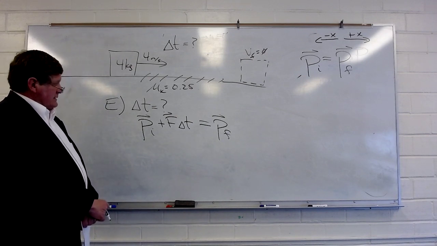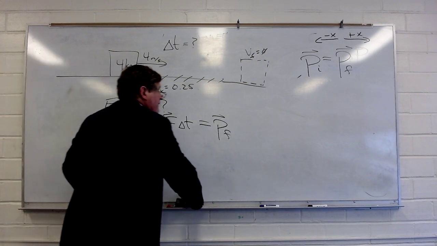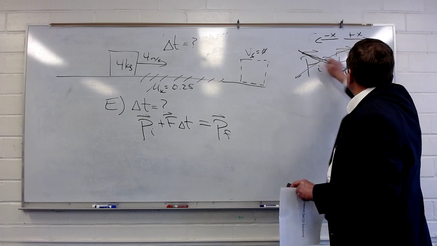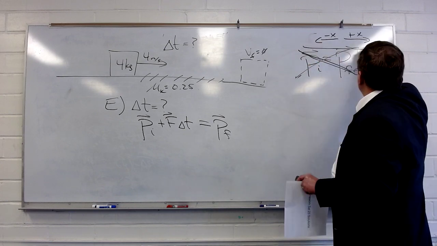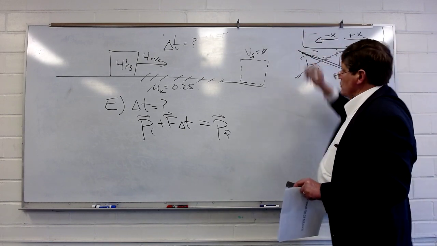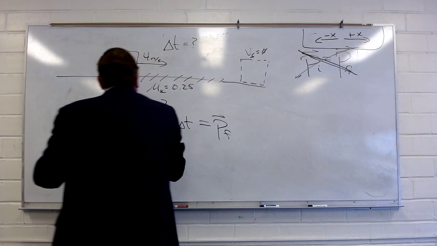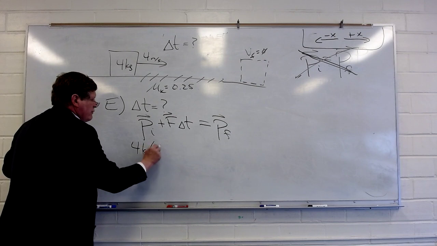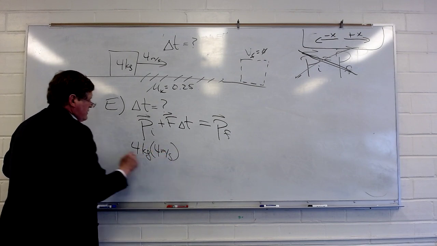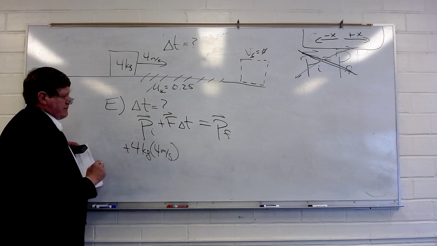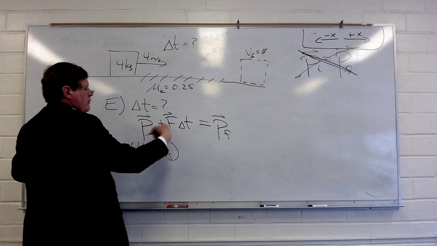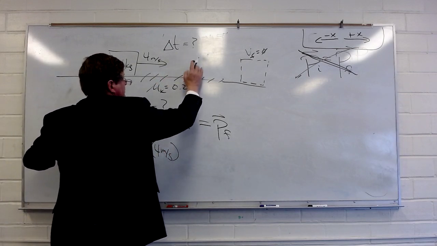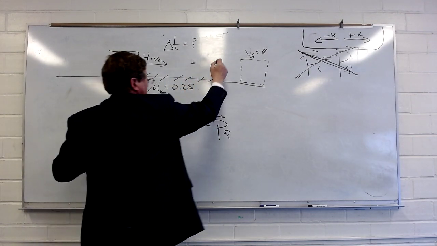Now again, because it's not a collision, we can't go here, but it's still a vector equation, so we still need our coordinate system. So initially, I had 4 kilograms moving at 4 meters per second to the right, so it's positive. I had a friction force that was acting on the block. Let's draw a free body diagram for that block.